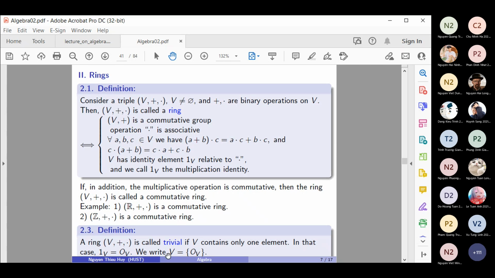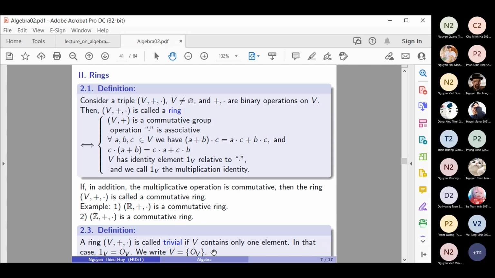Because it contains only one element, in this case you see that zero multiplied by zero is again zero. So it plays a role as identity also, not only as the zero element but also as the identity. So this zero element is also the identity. Okay, this is trivial because we contain only one element, and in this case we write simply V is {0_V}.